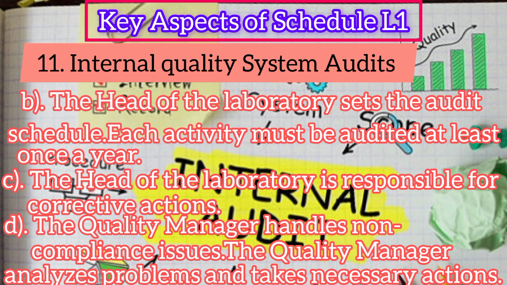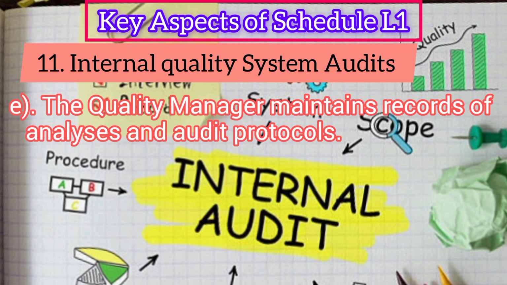B. The head of the laboratory sets the audit schedule. Each activity must be audited at least once a year. C. The head of the laboratory is responsible for corrective actions. D. The quality manager handles non-compliance issues. The quality manager analyzes problems and takes necessary actions. E. The quality manager maintains records of analyses and audit protocols.